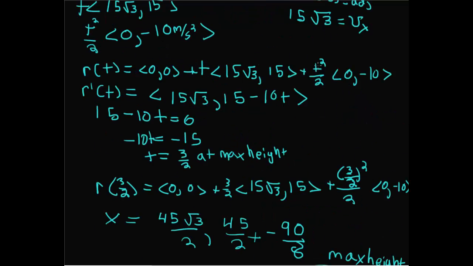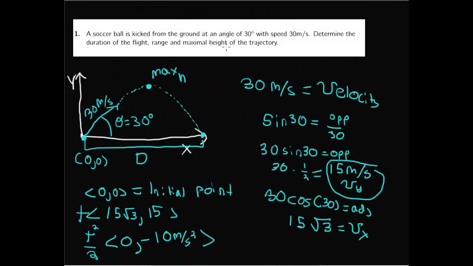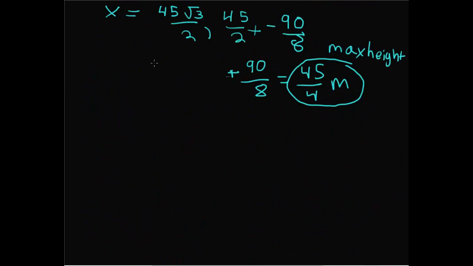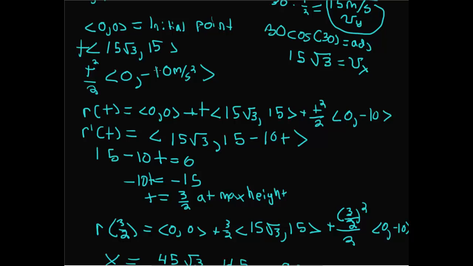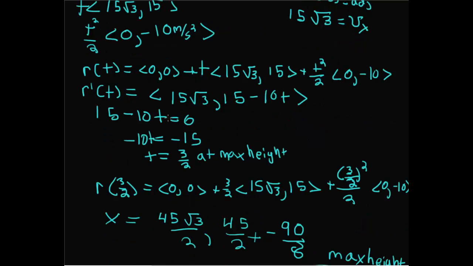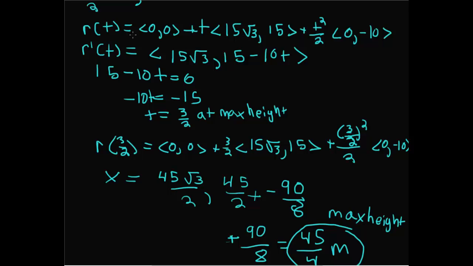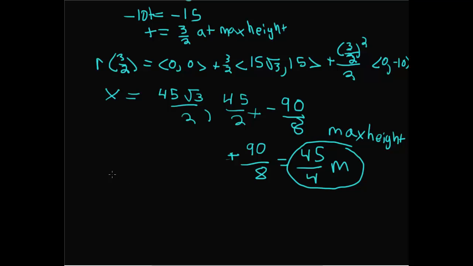We can also find the duration of the flight. That would be our next step, by finding when y, the position of y, is equal to 0. So once again, we're going to use the y component of the position and set it equal to 0, and that will allow us to find the duration of the flight. So we have 15t minus t squared over 2 times 10, because I'm using the negative here. And we have to set that equal to 0.